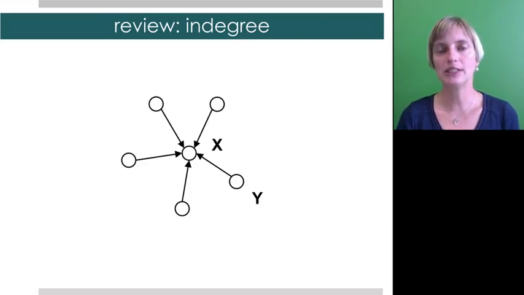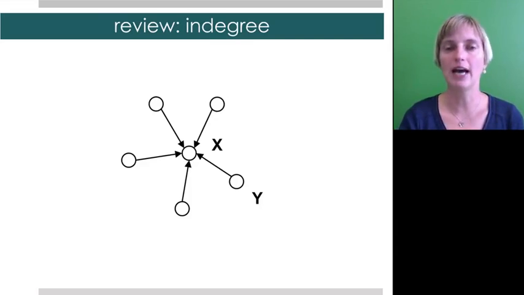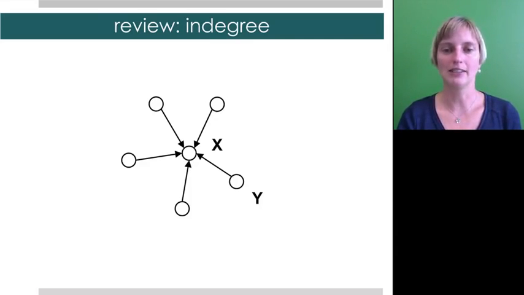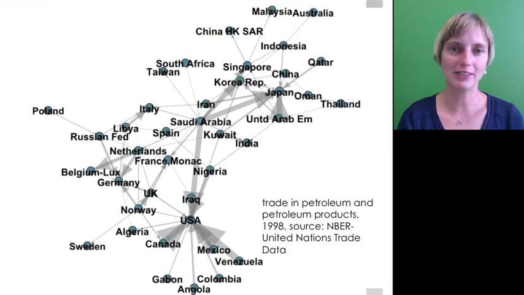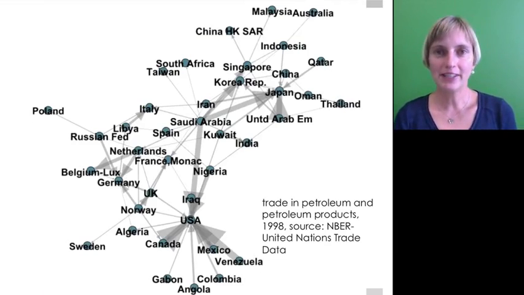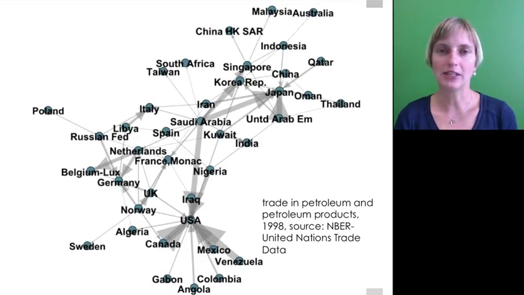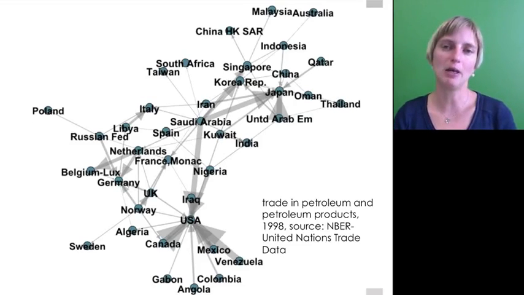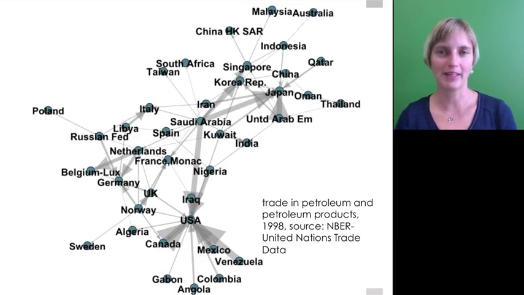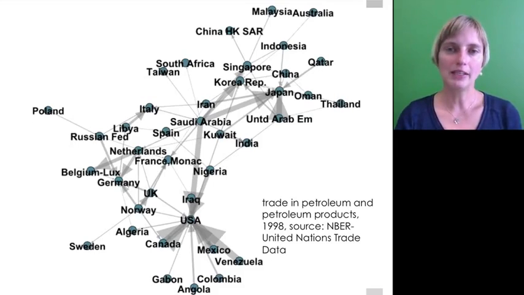In-degree is just the number of incoming edges that a node has, and here x has higher in-degree than y, which happens to have in-degree 0. I have here plotted the network of oil exports using the NBER United Nations trade data. In fact, I think they base the data on imports rather than exports because they consider them more reliable, but you can kind of symmetrize the two. And I use the category that corresponds to petroleum and petroleum products.